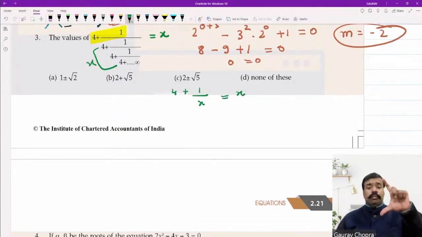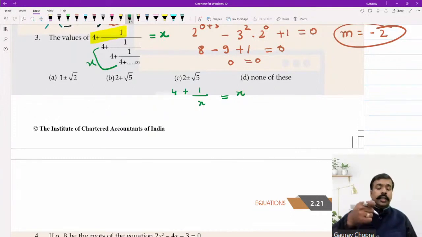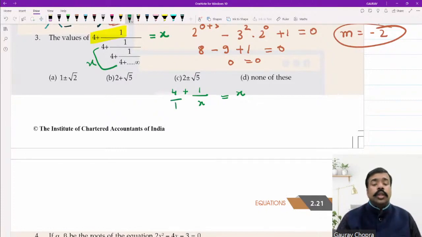So the whole question, we let it equal to x. If we hide the first part, the remaining part is also again equal to x, because this expression extends up to infinity. So it is simply 4 plus 1 upon x equal to x. Now what can be done? We can take LCM as x. So 4x plus 1 equal to x.